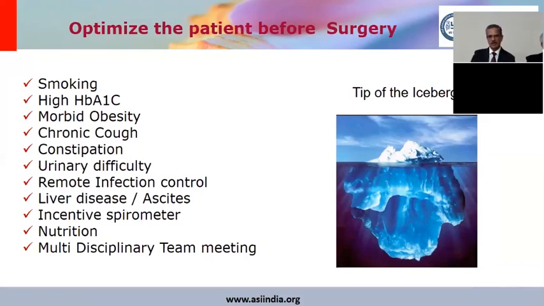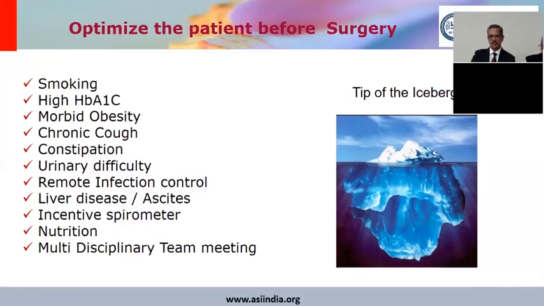If they have any precipitating factors which cause chronic cough, constipation, or urinary difficulties, all these will cause raised intra-abdominal pressure. They should be tackled before taking them up for hernia surgery. If there is a remote infection, you should control that, treat that. If there is a liver disease or ascites, they may not be good candidates for such massive ventral hernia repair surgeries.